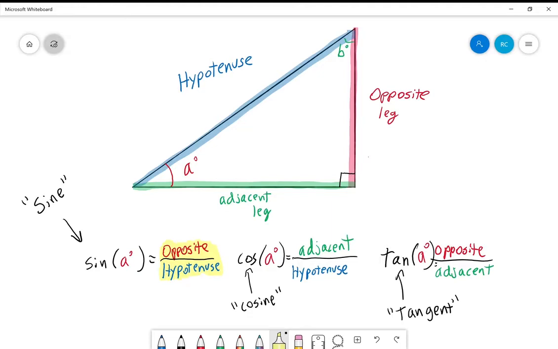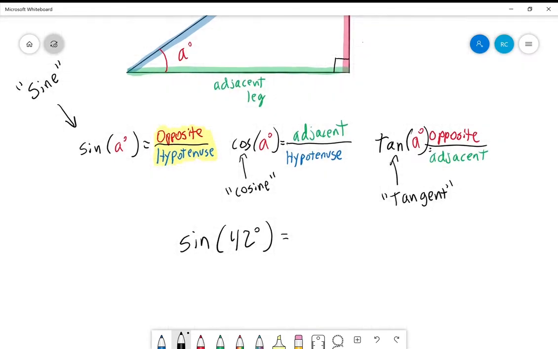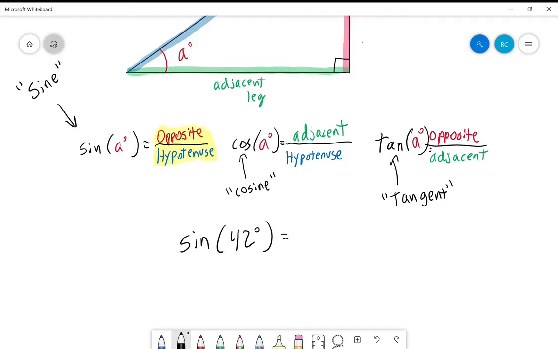Now, it used to be way, way back before calculators could do these. If you wanted to know what, for example, the sine of 42 degrees was, you would have to open up a book and page through pages and pages and pages of tables where you would just look up 42 degrees, you would look up the sine column, and it would tell you to about 5 or 6 decimal points what that ratio is. Thankfully, we have a calculator.